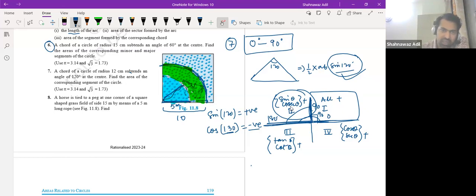Yes, sir. So if we want to find out the sine of 120, I have to write it in terms of 90. So in terms of 90, how can I write 120?